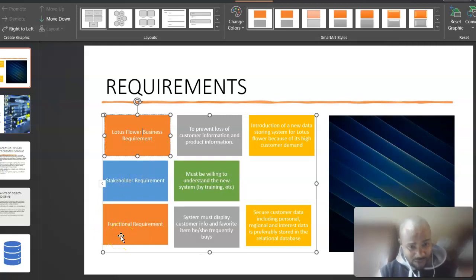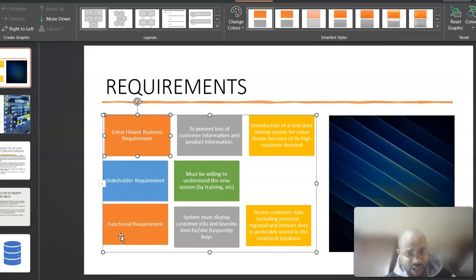For the functional requirements, the system must display customer info and the favorite item he or she frequently buys. That's for the system. And secure customer data, including personal, regional, and interest data, is preferably stored in the relational database.